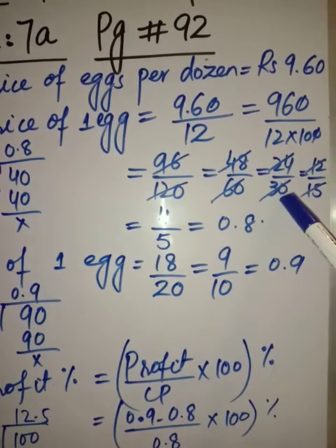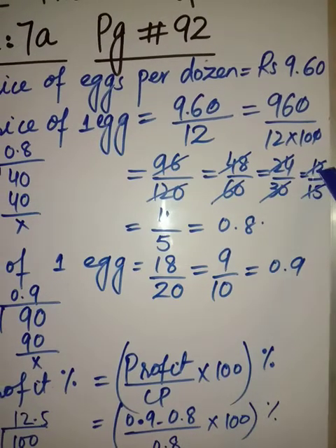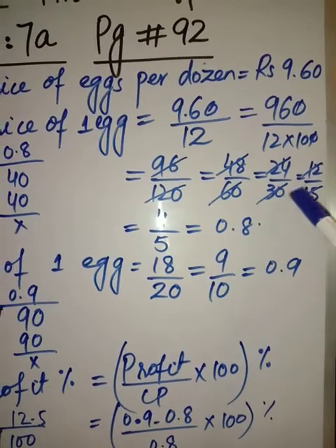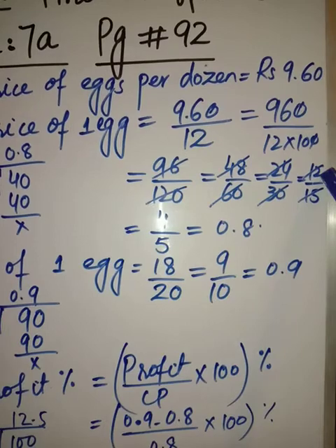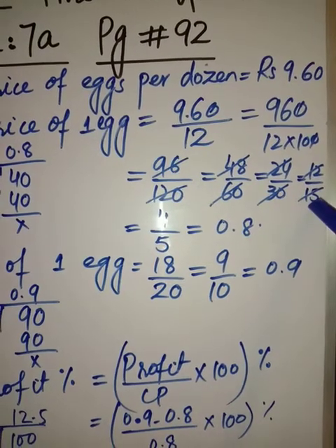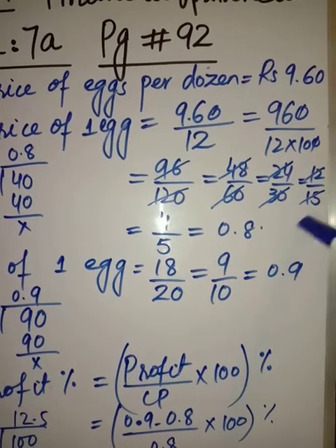2 3s are 6, 0. 2 1s are 2, 2 2s are 4. 2 1s are 2, 1 carry. 2 5s are 10, 3. Then 12 is a multiple of 2, but 15 is not a multiple of 2. So you will go with 3.